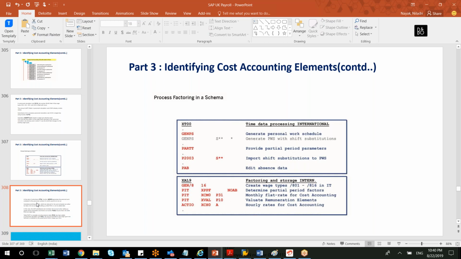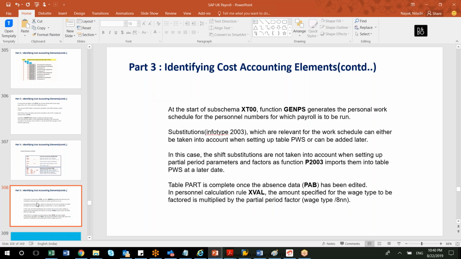Actually, we need to see some example in the system. Otherwise, it will be very tricky to understand. Yes, it's very tricky. So in the next session we can log in to the system again.